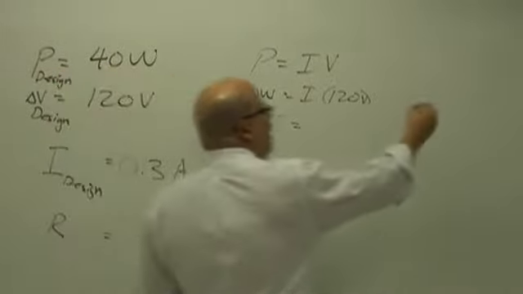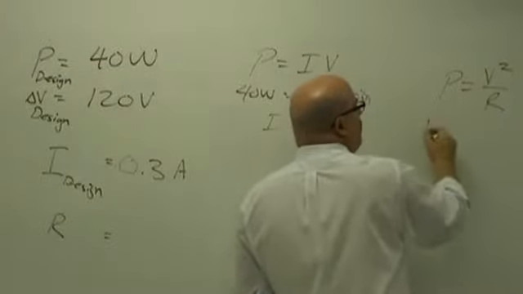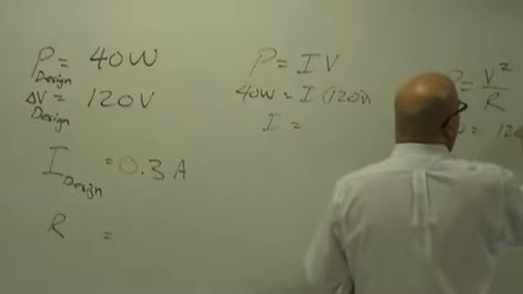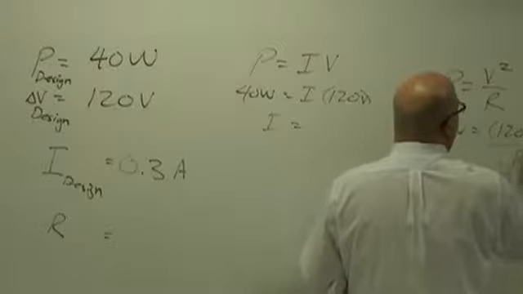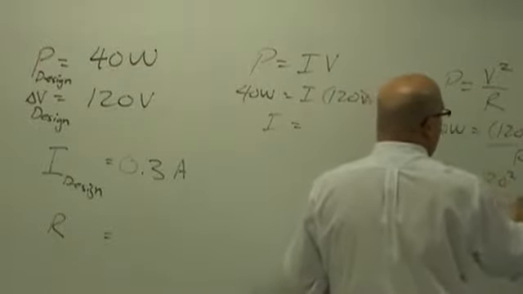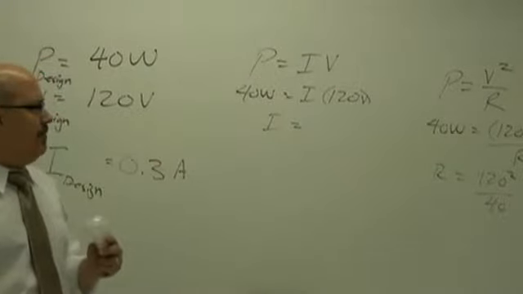All right, so power equals V squared over R, right? 40 watts equals 120 volts squared over R. So R equals 120 squared over 40, which is a number. It's going to be a big number. Not that big.